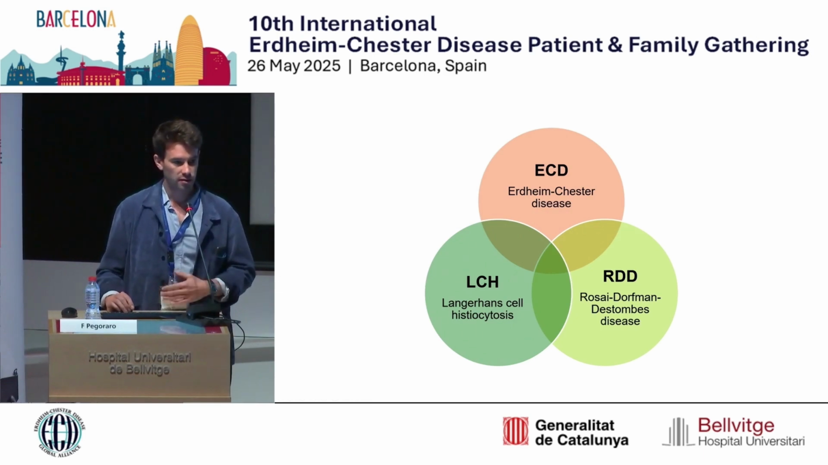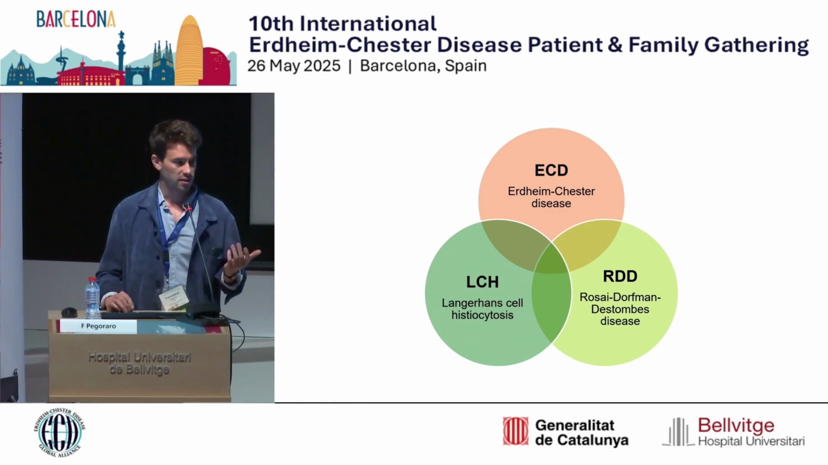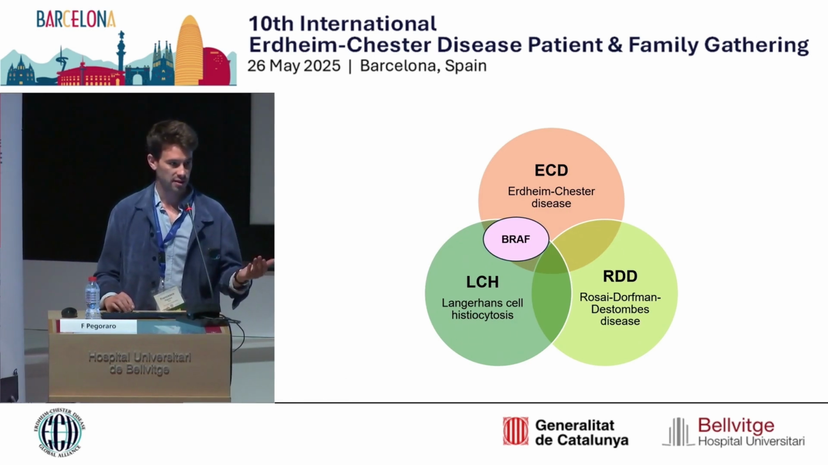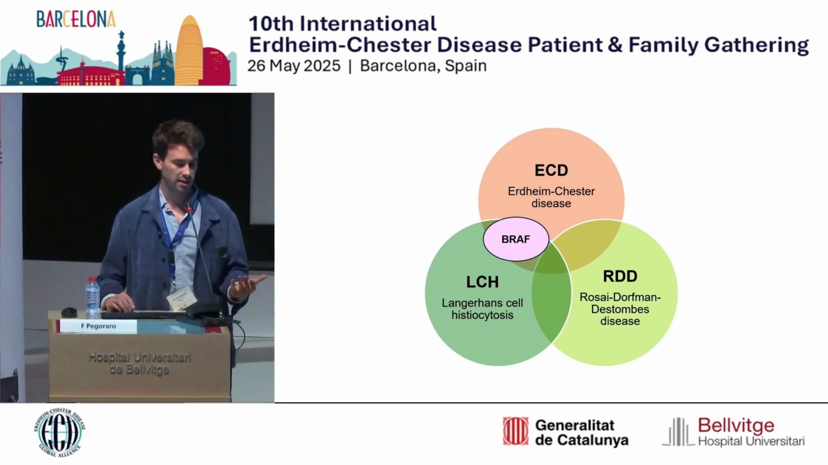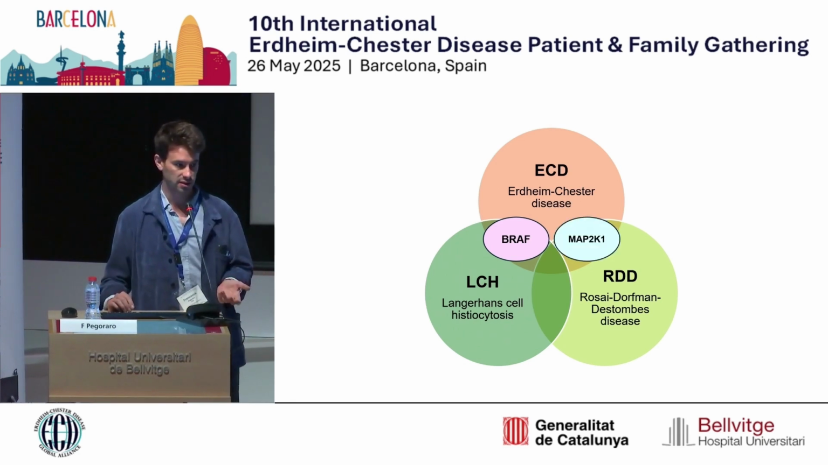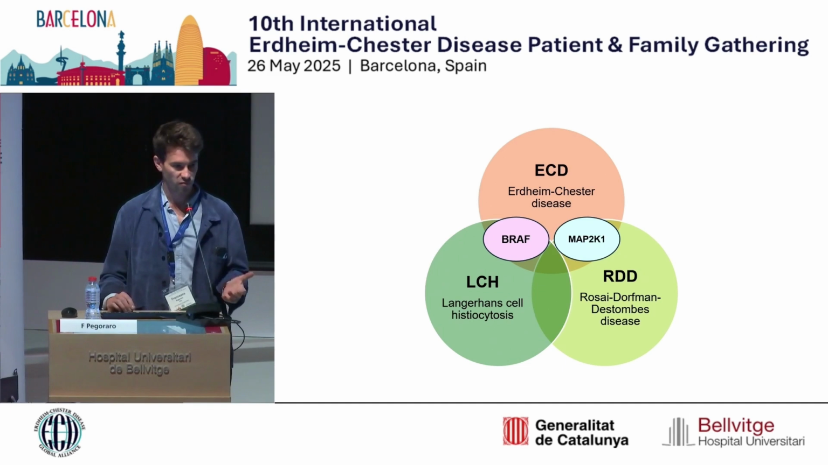And because we know that mutations are also important, we have learned that when a patient has a mixed ECD-LCH phenotype, he almost always carries the BRAF V600 mutation. And when a patient has an ECD plus RDD phenotype, he very often carries the MAP2K1 mutation. And this is very typical.